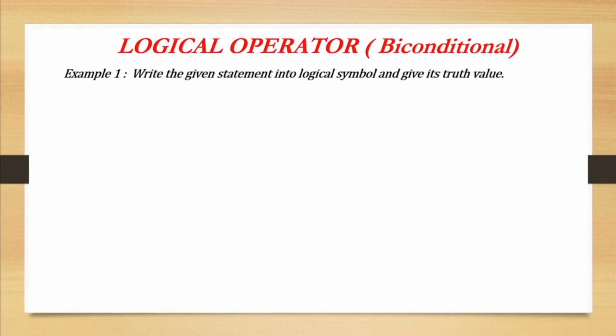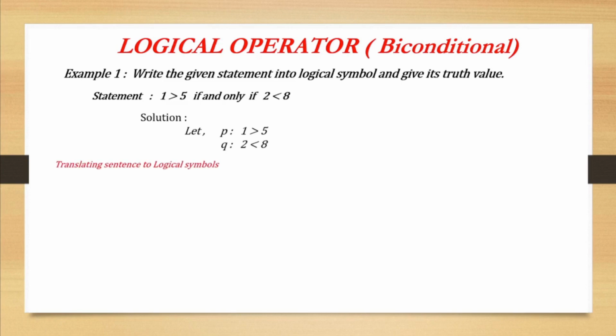Example number 1. Write the given statement into logical symbols and give its truth value. The statement is 1 is greater than 5 if and only if 2 is less than 8. Then we are going to let P be a proposition defined by the statement 1 is greater than 5, and let proposition Q be defined by the statement 2 is less than 8.